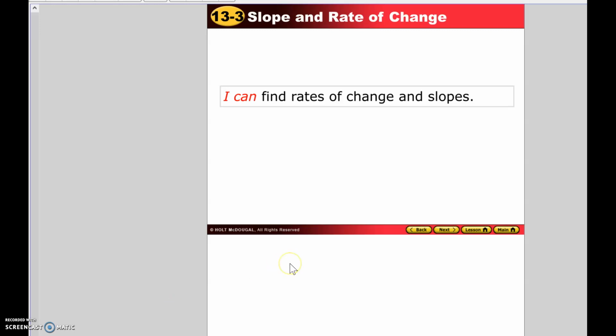Okay, so I have printed notes for this. There's going to be graphing and making tables, so it might be helpful to print these off so you can take notes. This is lesson 13.3. Okay, you will probably need a calculator too.